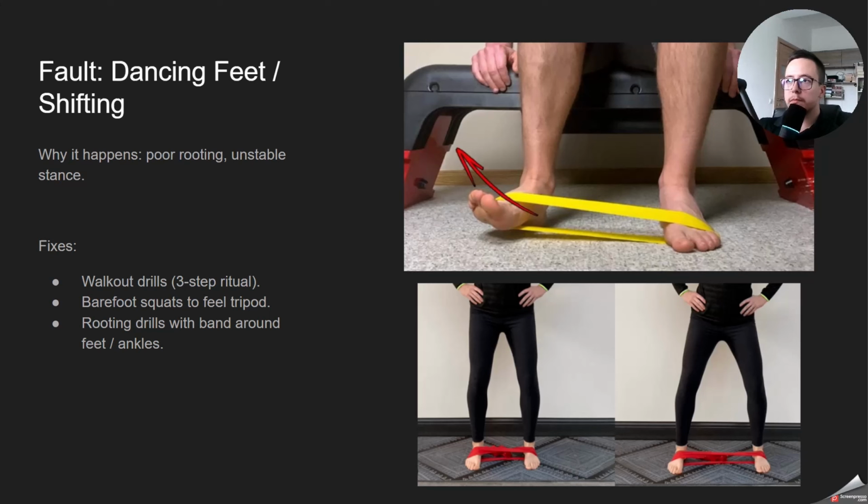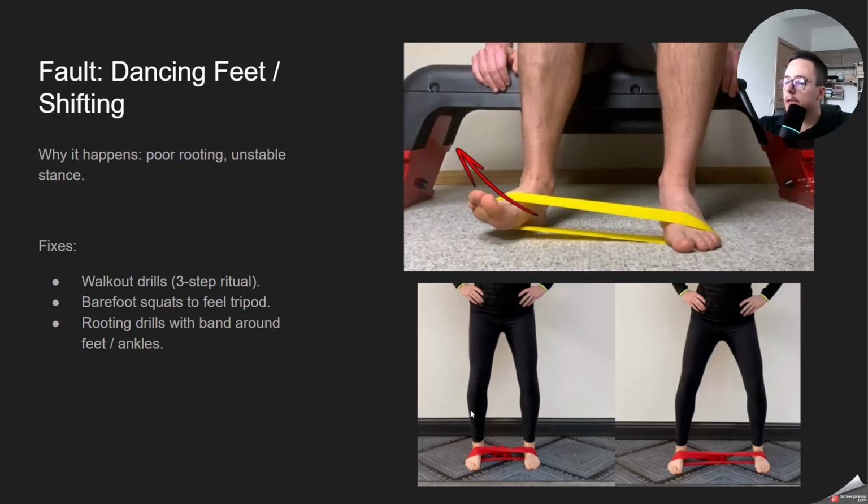Dancing feet or shifting. Why it happens? Well, poor rooting and unstable stance. So how do we fix it? Well, there are a couple of ways. Walkout drills, the 3-step ritual, and just continuously trying to master it is one of the fixes that can help with that, because it teaches you to make sure that you're rooting your feet hard. Barefoot squats to feel the tripod and really connect with the tripod, or rooting drills with a band around the feet or ankles. And these are just a couple of examples.